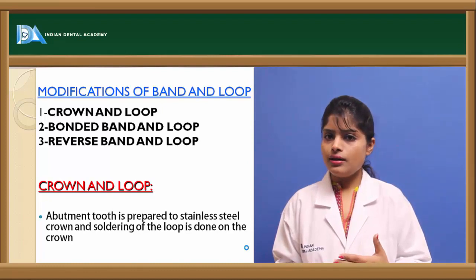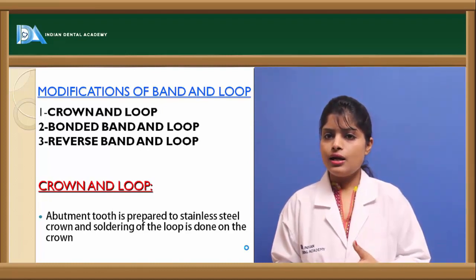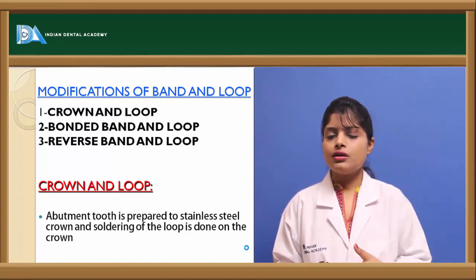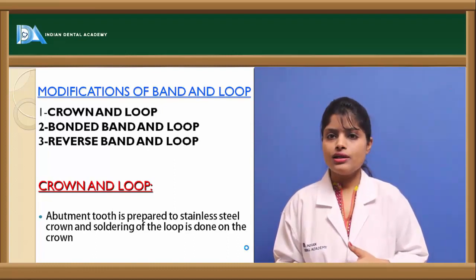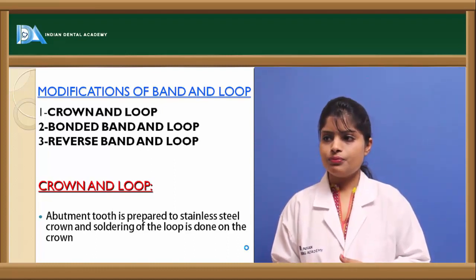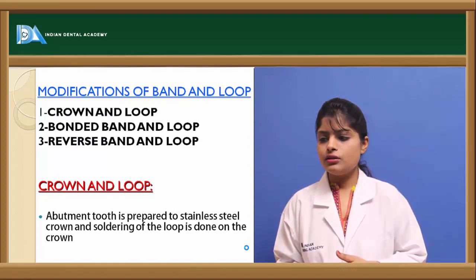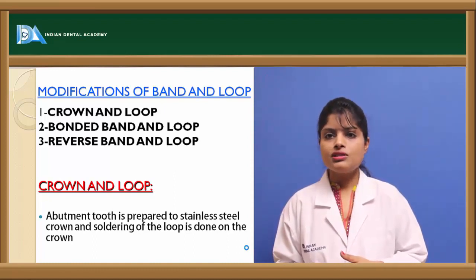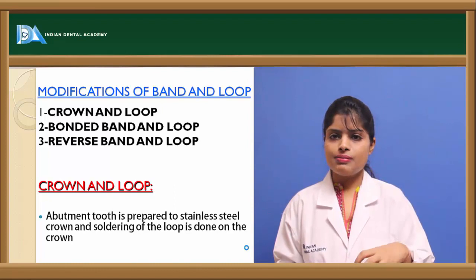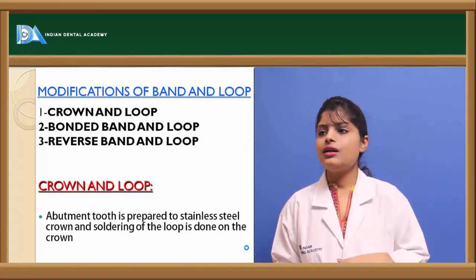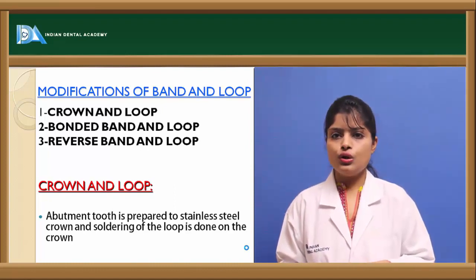This is also another loop in which the loop is halved. This type of appliance is known as the mayonnaise appliance. Now progressing further to the crown and loop type of appliance. This is an appliance in which a stainless steel crown is soldered to the loop.